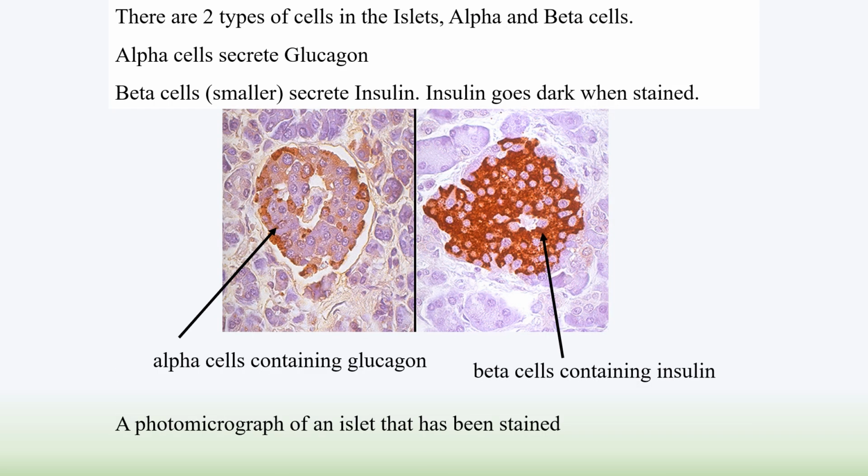The islets of Langerhans, the alpha and beta cells, do different jobs. So the alpha cells, which are the bigger cells, release glucagon, and the beta cells, which are smaller, release insulin. If you want to identify the beta cells, they will stain dark with stains because the stain will be held onto by the insulin.